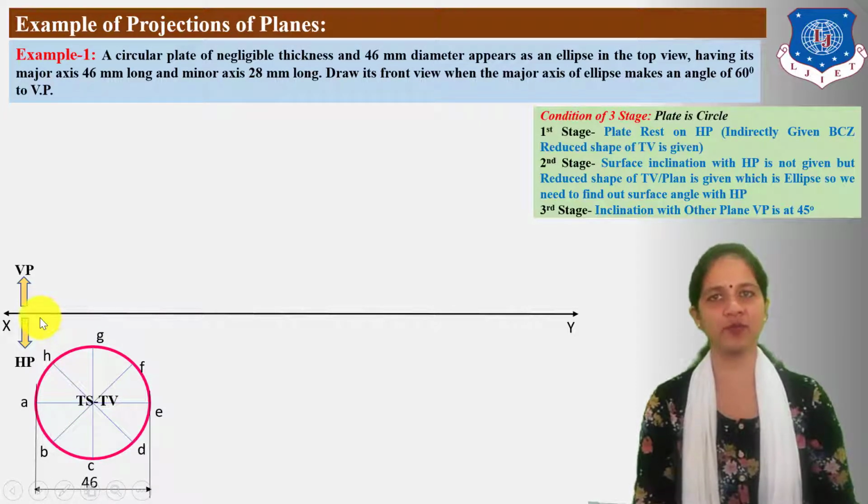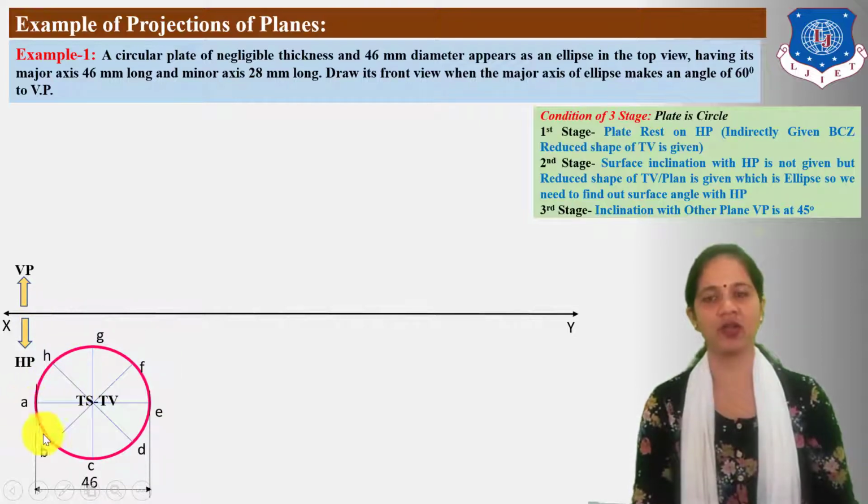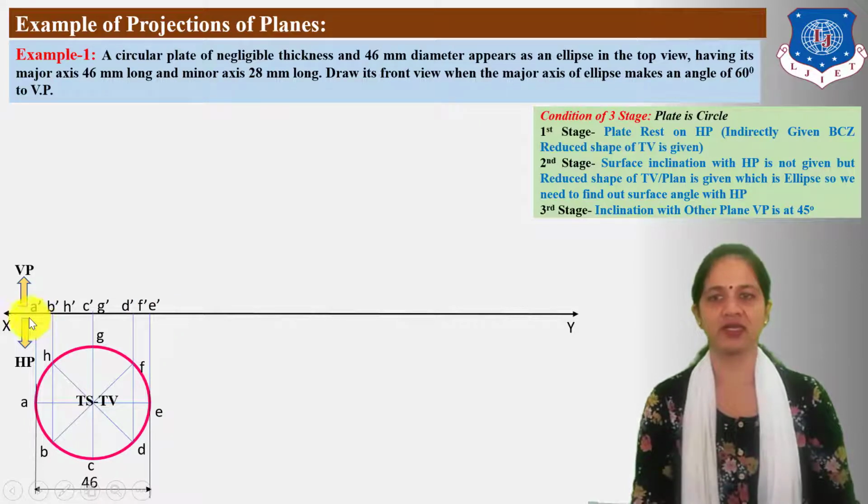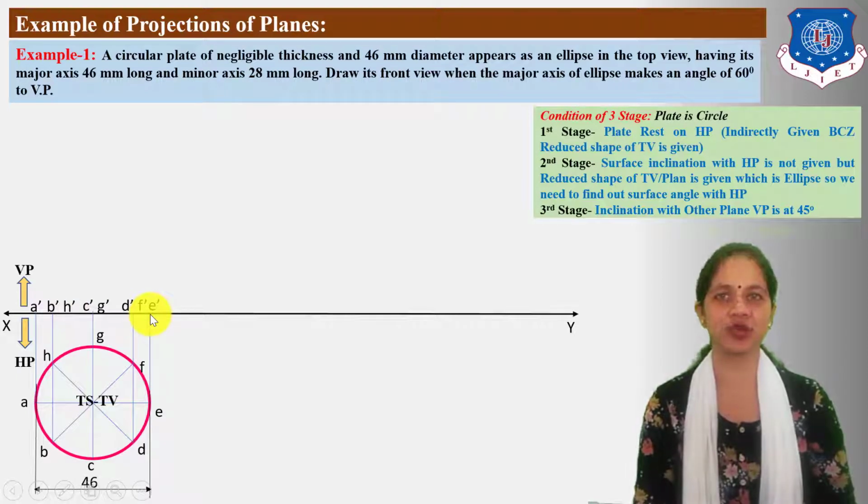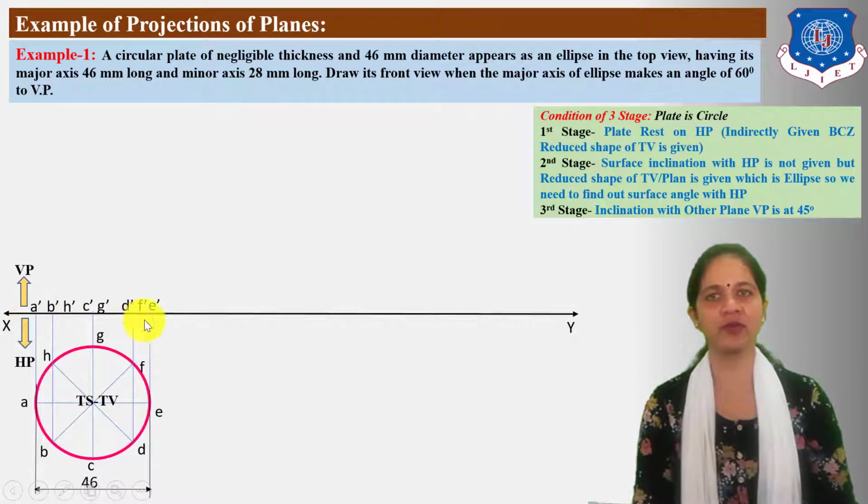Now for the front view projection, draw vertical projection lines from all points on the circumference of the circle up to the XY line. Next, mark elevation points on XY: A dash, B dash, H dash, C dash, G dash, D dash, F dash and E dash. Now all elevation points will be projected on XY because the plane rests on HP. So the front view of the first stage is a straight line.